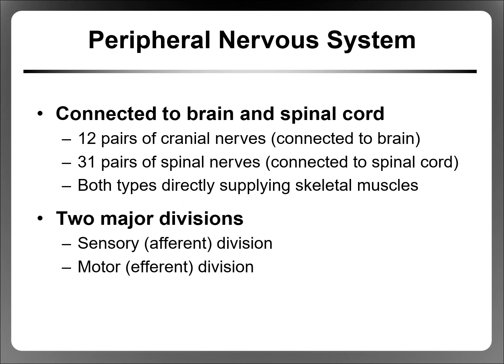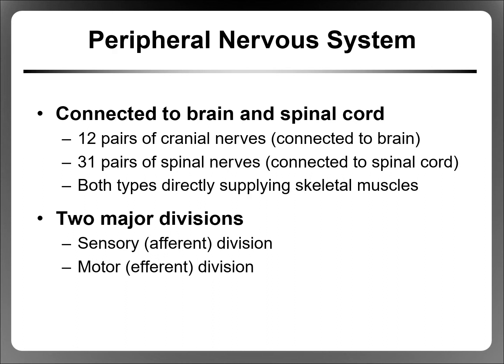Looking deeper, we have the peripheral nervous system. Our peripheral nervous system connects the brain to the spinal cord. There are 12 nerves called our cranial nerves. These are connected directly to the brain. There are then a further 31 pairs of spinal nerves which connect directly to the spinal cord. Both of these types are going to directly supply nerve information to the skeletal muscles.